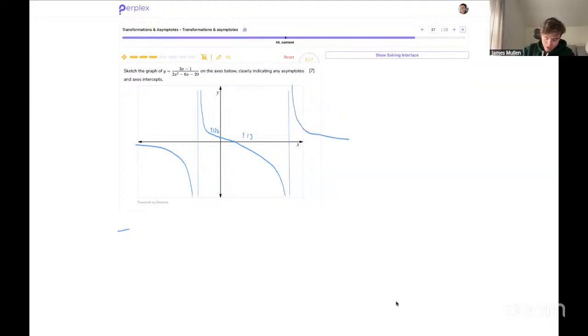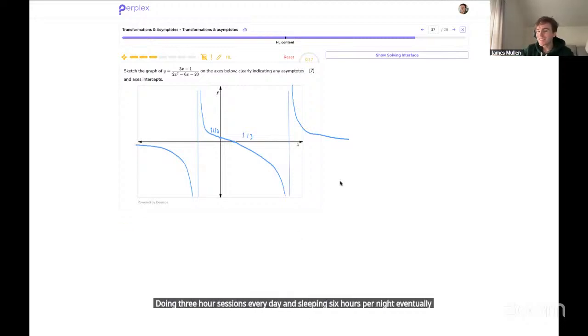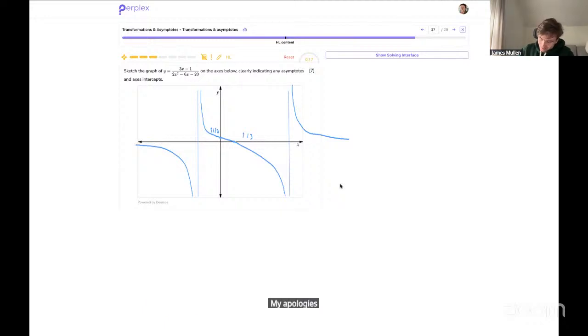Doing 3-hour sessions every day and sleeping 6 hours per night eventually takes its toll on you. So my apologies, guys. This is x is equal to 5 and x is equal to -2. I hope that's a bit clearer. Okay? Moving on.